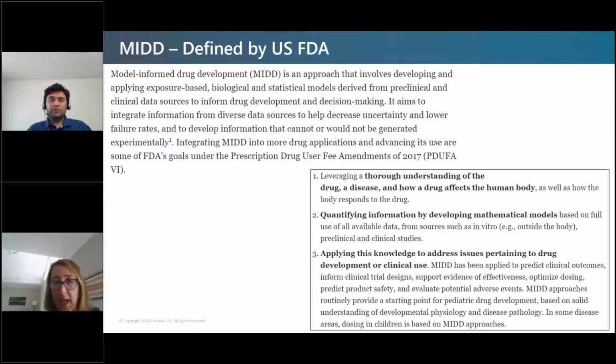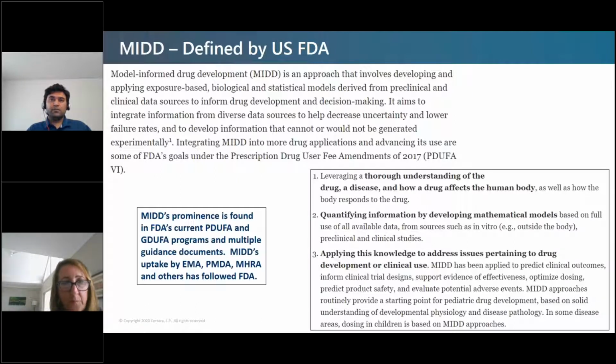To address issues pertaining to drug development or clinical use, there's a long laundry list of uses, which we'll talk about in a minute, related to identifying what the optimal dose might be, how to determine what the first in human dose should be, and how to provide recommendations for different types of populations, for different types of doses, and the effect of pharmacokinetics and pharmacodynamics.